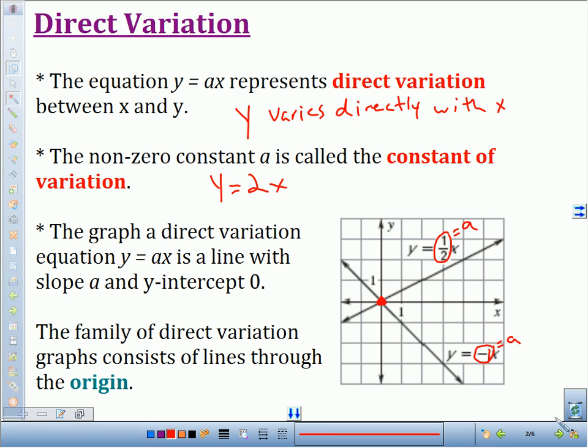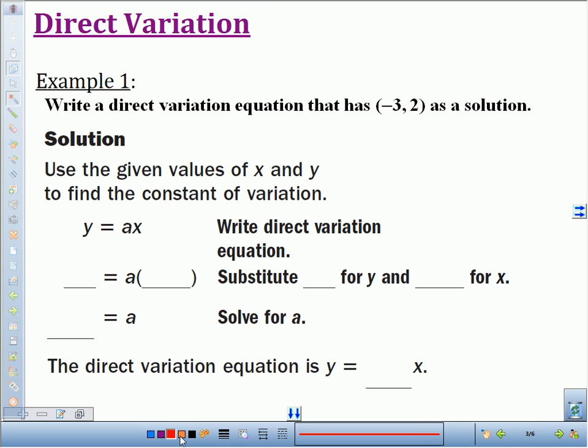Now let's see what we can do with direct variation. We're going to start by writing a direct variation equation. And like I mentioned, the biggest part of any direct variation problem is usually going to be identifying the constant of variation. And this is really no different. We want to write a direct variation equation that goes through the point -3, 2. Keep in mind that -3, 2 is the point x, y.